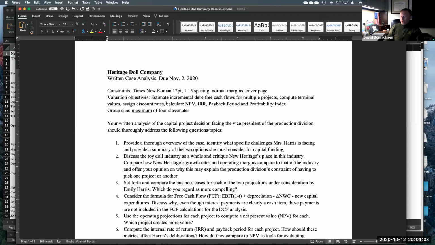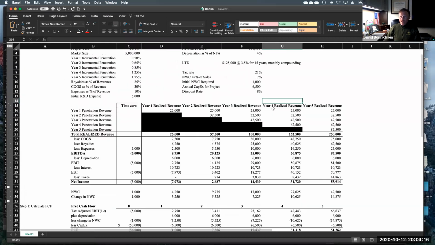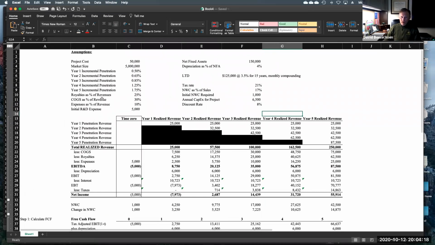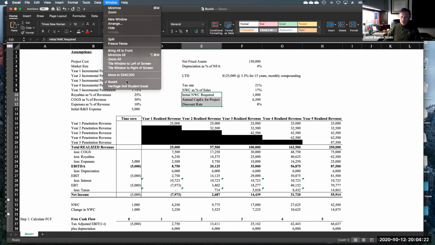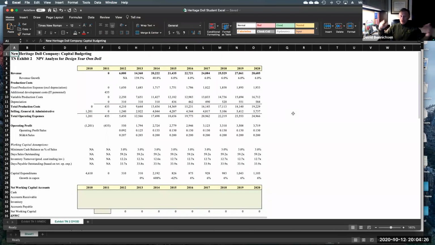Okay, so we'll get team formations done. We've got the case analysis that we talked about that's due November the 2nd. We ran through a much broader example of discounted cash flow analysis that related more specifically to the Heritage Doll case. This Excel file will be posted on Moodle as well for you to download to begin using to prepare for the written analysis.